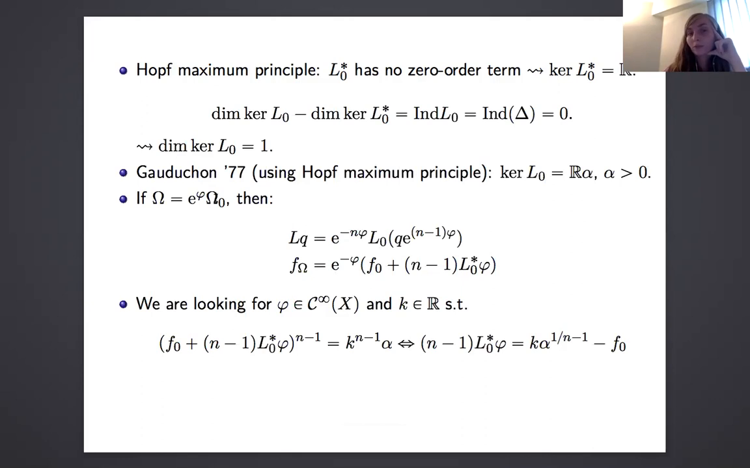So what do we want? Omega 0 is fixed, and so we are looking for a smooth function so that F omega, meaning this quantity, has to be in the kernel of L. Via these two formulas, this means that this quantity has to be in the kernel of L0. And so, since the kernel of L0 is generated by alpha, this has to be a constant times alpha. And rewriting this equation, you find this equation. So this means that the quantity on the right has to be in the image of L0 star.